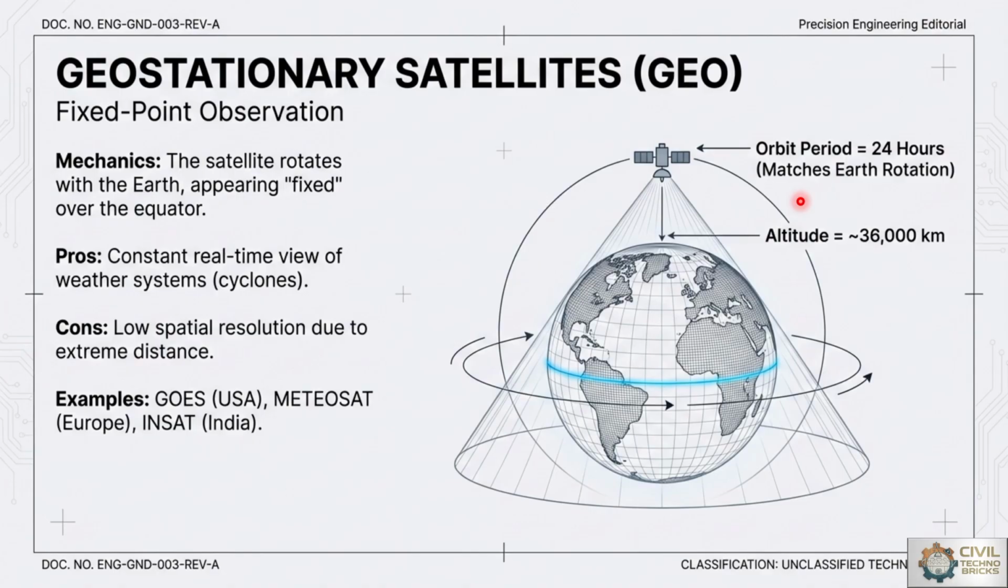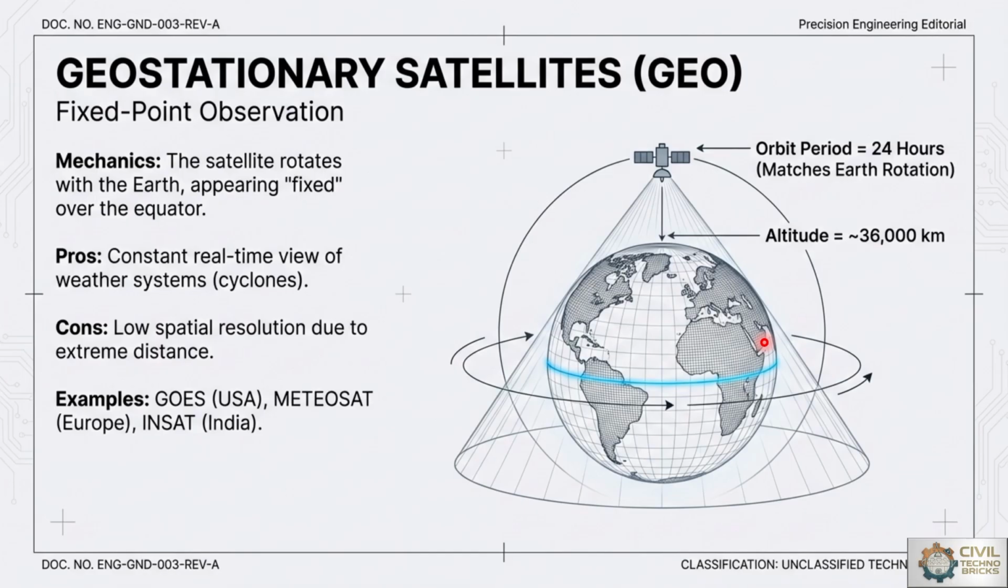Next one is the geostationary satellites, which is a fixed point observation, based on the mechanism of the satellite rotating with the earth, appearing fixed over the equator. So here that will be the satellite. This is the actual revolving path of that satellite. The orbital period is 24 hours, which matches earth's rotation. This is the actual altitude, nearly 36,000 km from the earth's surface. This is the actual instantaneous field of view, which covers the whole earth.